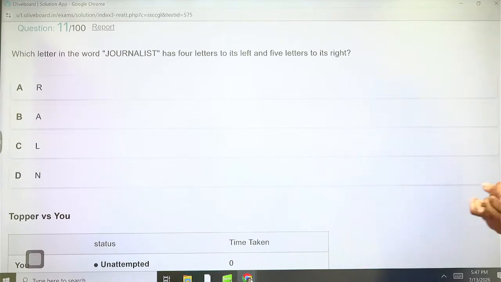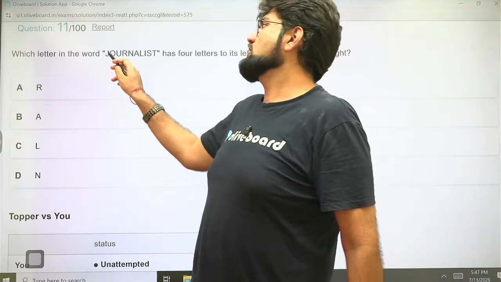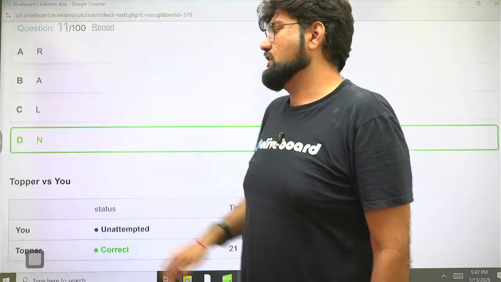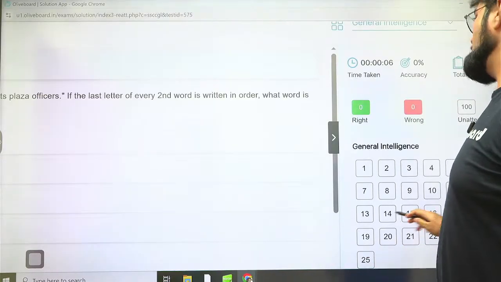Which letter in the word journalist has 4 letters to its left and 5 letters to its right? So just count 4 letters. 1, 2, 3, 4. It's N. 5 letters to the right and 4 letters to the left. Option D. Very easy. 21 seconds. Next.